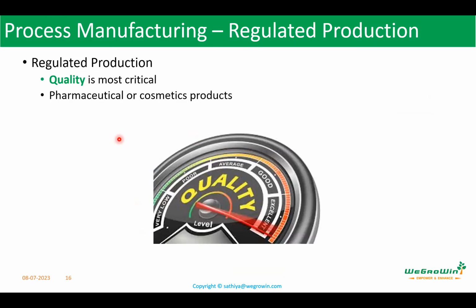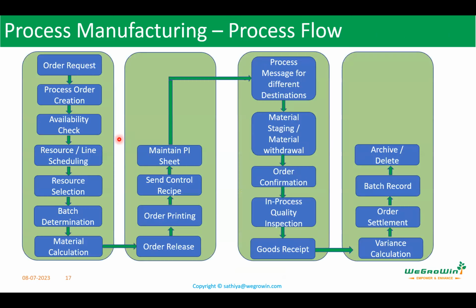Regulated production means quality is very important in this case. This is applicable in pharmaceutical and cosmetic products, where quality is given the most importance in this kind of production. So in process manufacturing, the cycle is like: order request, process order creation, availability check, resource scheduling, resource selection. Here they mostly follow batch determination because traceability is very important.